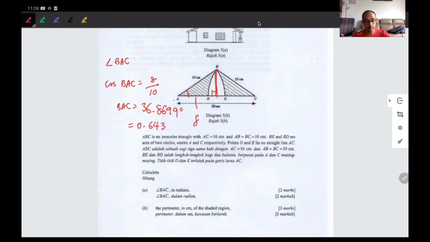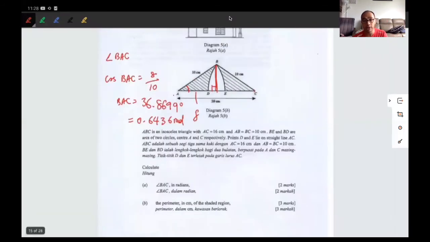0.6436 radians. Okay, 0.6436 radians. Let me just double check. Yeah, okay, 0.6436 radians. Quite simple lah. So the perimeter of the shaded region.